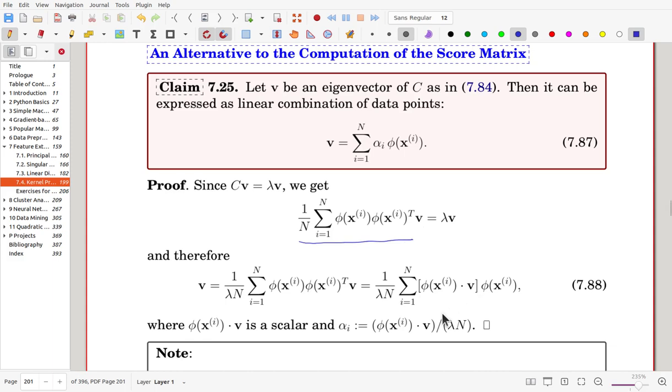So if we define 1 over lambda n, the constant, and this portion as alpha i, then now v can be expressed as the summation of alpha i phi x_i. So the eigenvector of the covariance matrix C can be written in this form: a linear combination of data points.